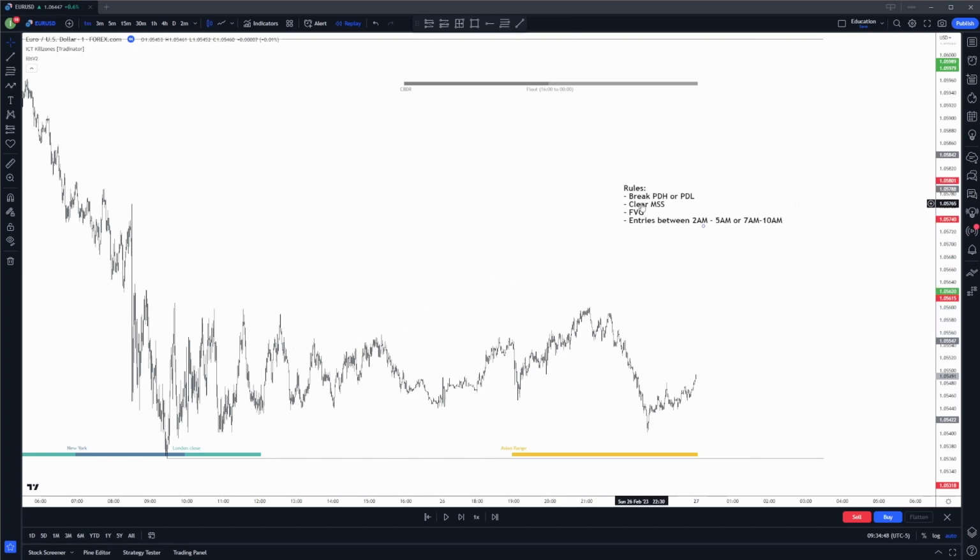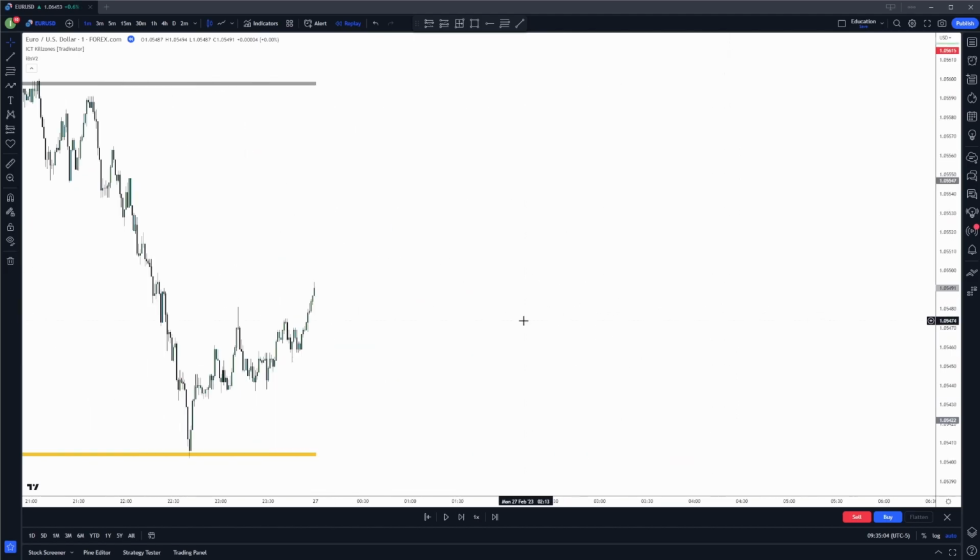So these are the rules. We start to break previous day high or the previous day low. We have a clear market structure shift. We then form an FVG, and then our entries will follow between 2 a.m. till 5 a.m. or 7 a.m. till 10 a.m. So let's actually go over an example right here.